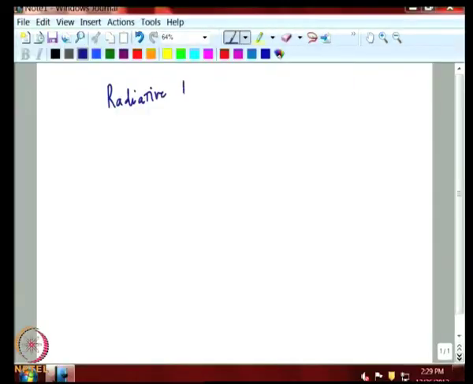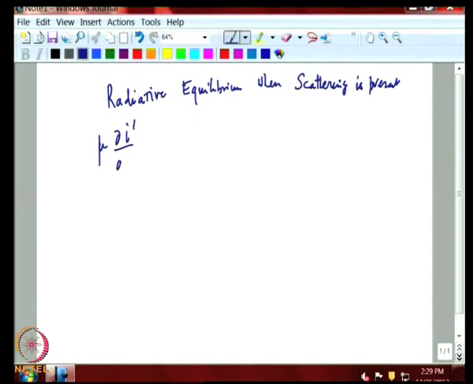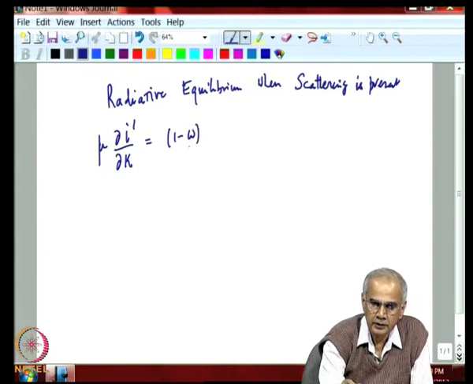In this lecture, we will look at radiative equilibrium when scattering is present. If you recall from early lectures, the equation of transfer with scattering would be like this. This is the rate of change of intensity with optical depth. This is a single scattering albedo.